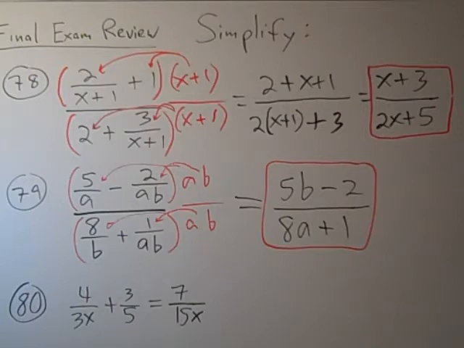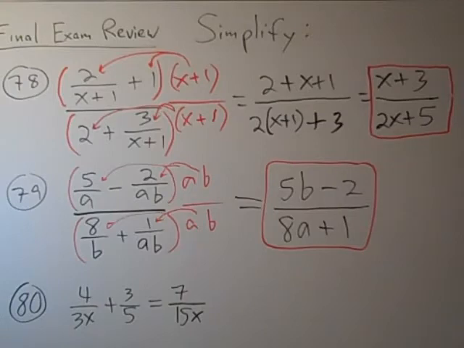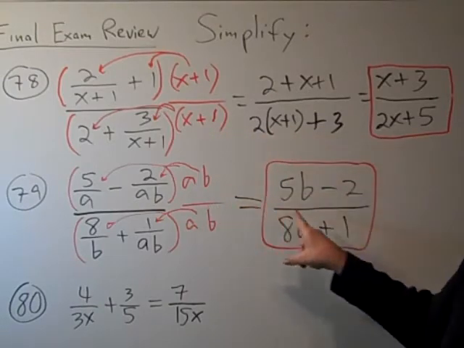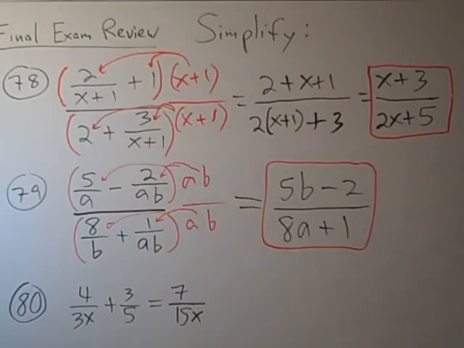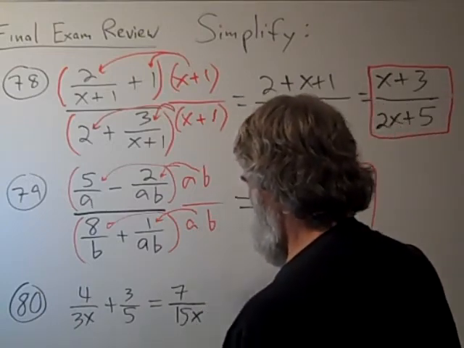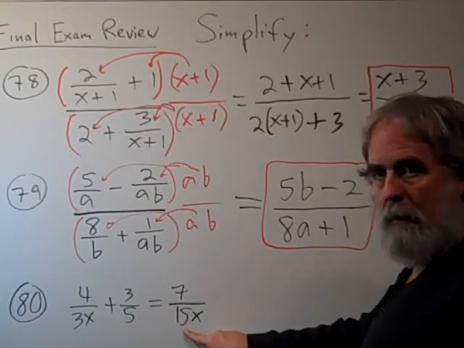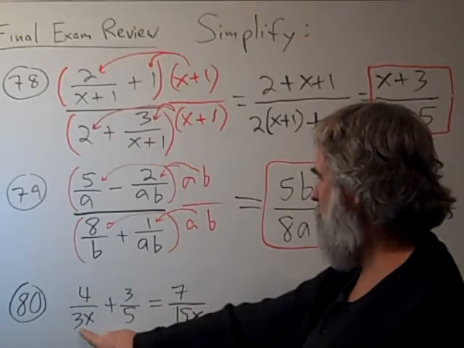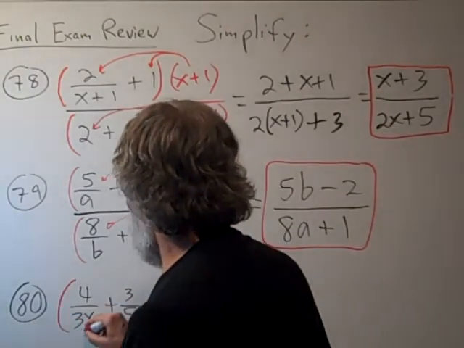Simplifying complex rational expressions is similar to solving rational equations like this. Same idea, get rid of the fractions. This gets rid of the fractions, gets rid of the fractions. And this, we can get rid of the fractions by multiplying both sides of the equation by the LCM of all of those denominators, which is 15x, because 15x divides into 15x, 5 divides into 15x, and 3x divides into 15x. 15x is the least common multiple, so we multiply both sides of the equation times 15x.